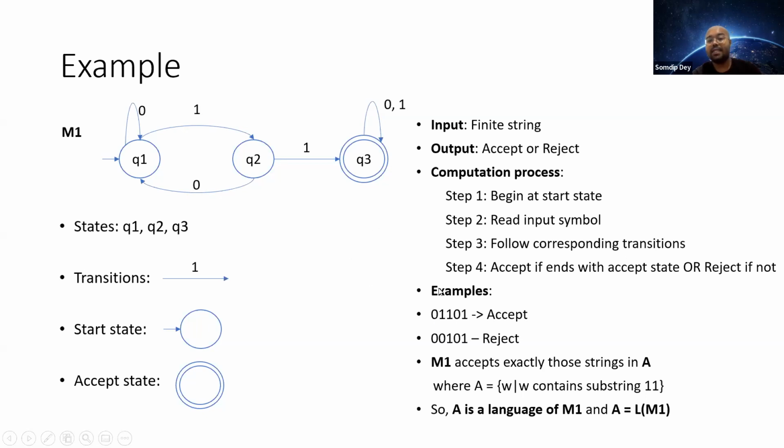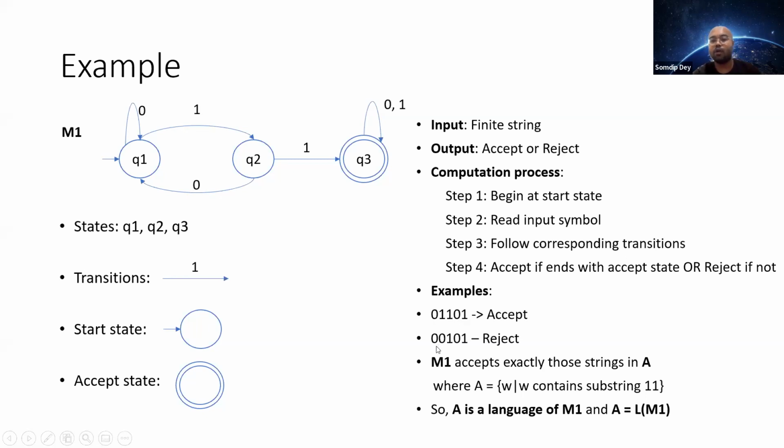So we know that this input string 01101 is accepted because the end of the whole input string remains in the accept state. So this machine will accept the string 01101. Let's take another example.